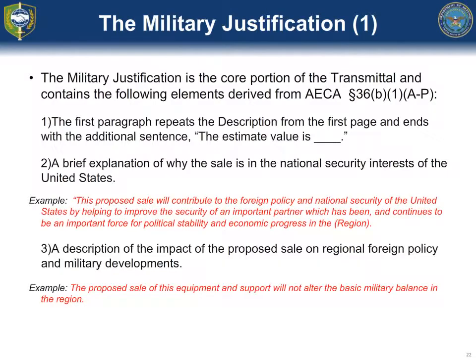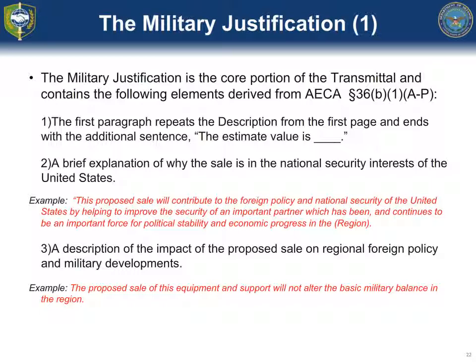Now, the military justification is the core portion of the transmittal, and it contains these elements derived from 36B1A through P. I should say here that when you see a final copy of a notification published in the Federal Register, it won't say the military justification, it'll say the policy justification. While it's in draft, in DOD, we call it the military justification. When State has the language that it likes, and it becomes formal for the administration, it becomes the policy justification. So the first paragraph of that second page repeats the description from the first page and ends with a sentence that includes the estimated value of the sale.